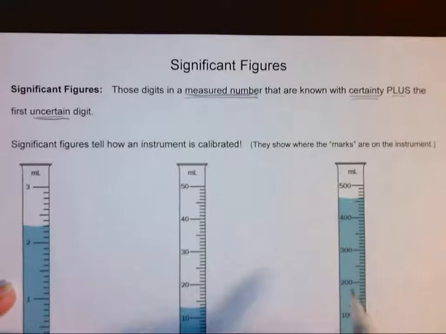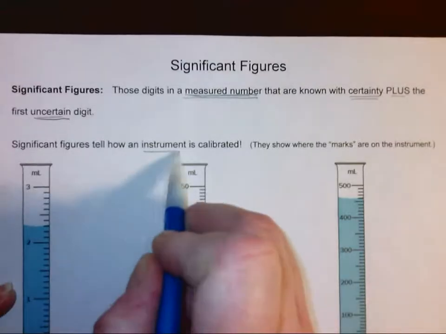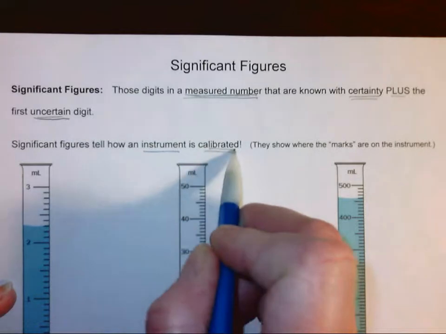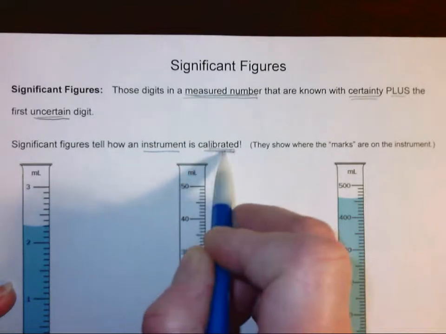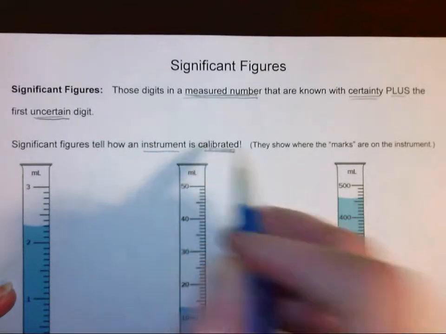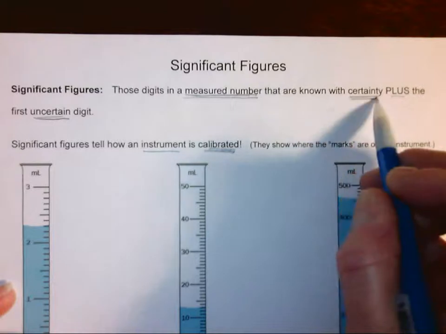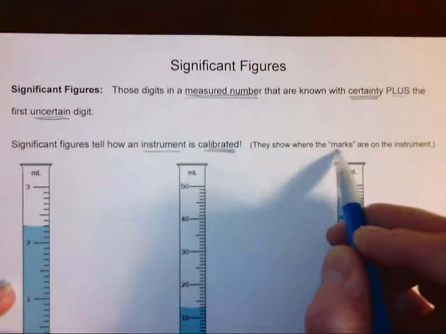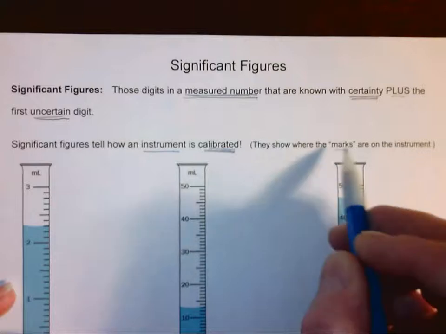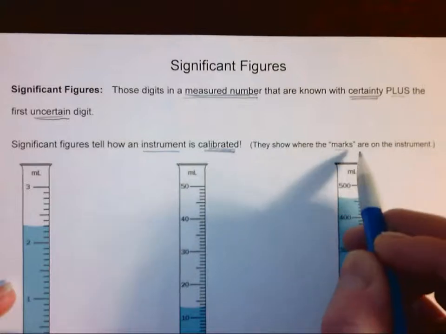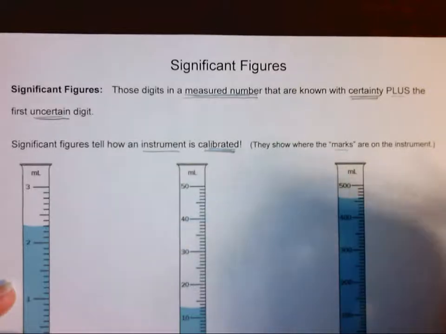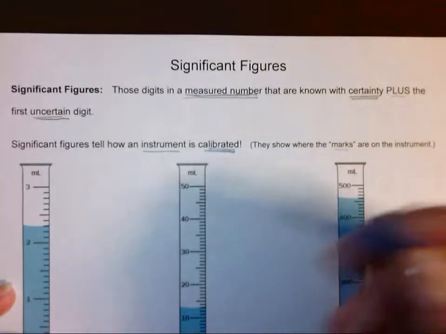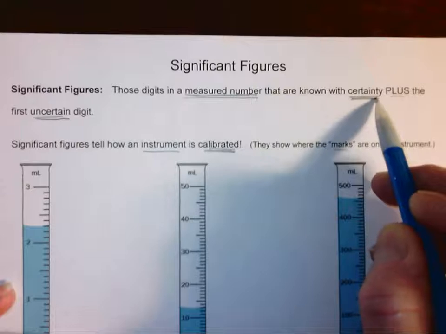Before we do that, though, let's remember that significant figures tell all about an instrument. They tell how an instrument is calibrated. It is the calibration of the instrument that we know with certainty. Calibration is where the marks are on the instrument. The marks, the lines on the instrument, are calibration marks. And those marks on the instrument are what we know with certainty.